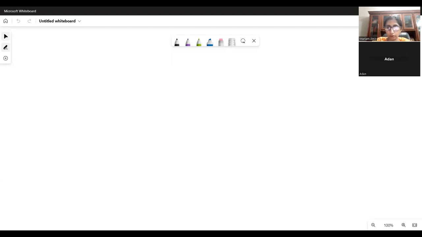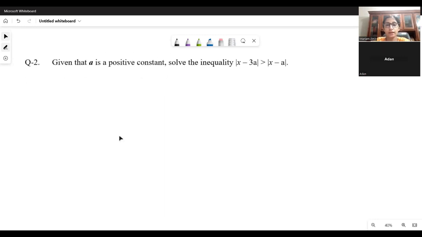So we're continuing the worksheet. Start with question number 2. Given that a is a positive constant, solve the inequality modulus x minus 3a greater than modulus x minus a. So what do we do when we have modulus on both sides of an inequality?